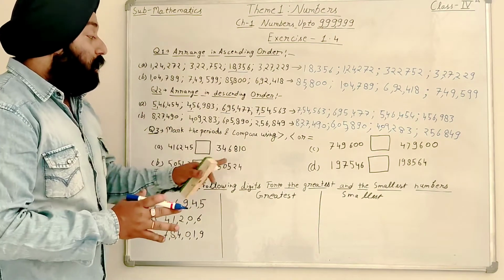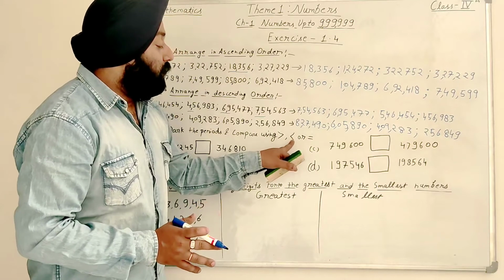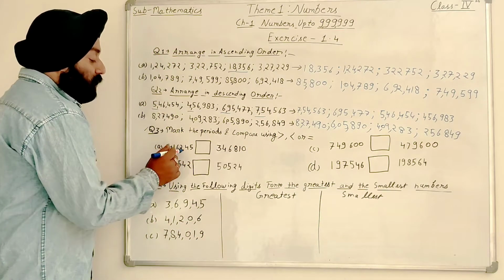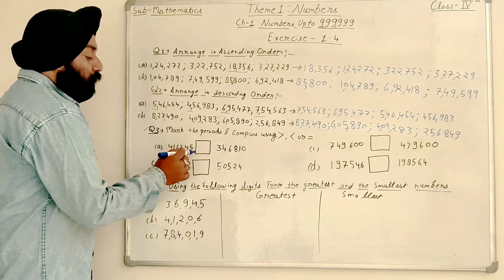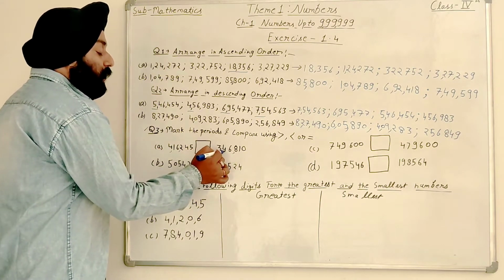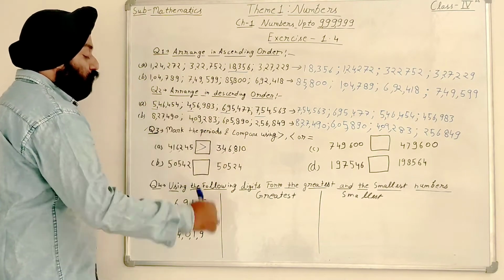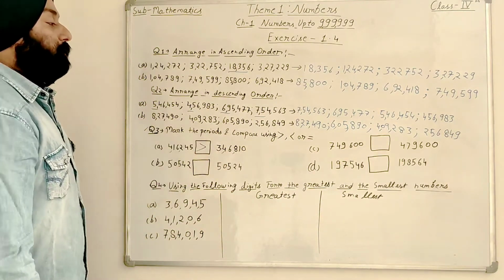Our next question is question number 3. Mark the comparison using greater than, smaller than, and equal to. Our first question is 4,16,245 or 3,46,810. Obviously, 4 lakh is greater than 3 lakh.